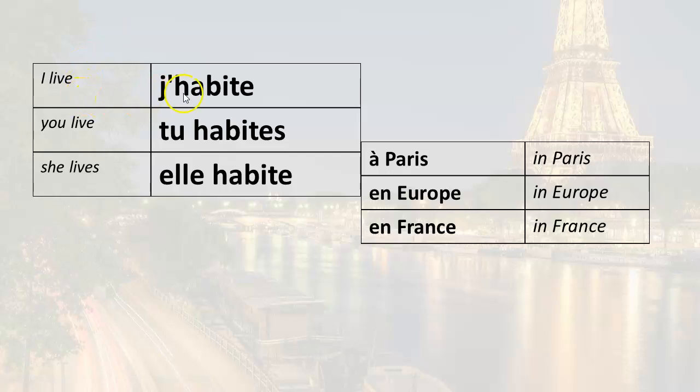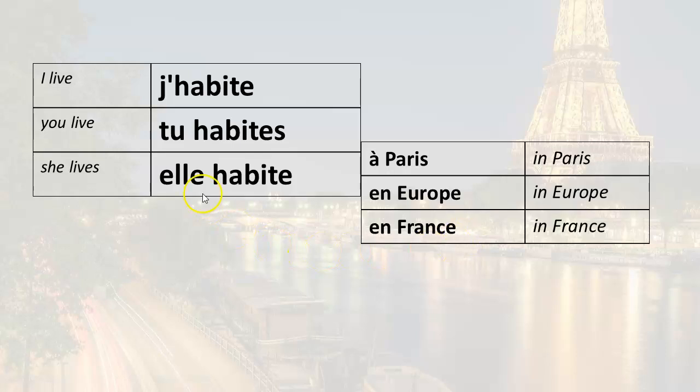I live in Paris. J'habite à Paris. I live in Europe. J'habite en Europe. I live in France. J'habite en France. You live in Paris. Tu habites à Paris. You live in Europe. Tu habites en Europe. You live in France. Tu habites en France.